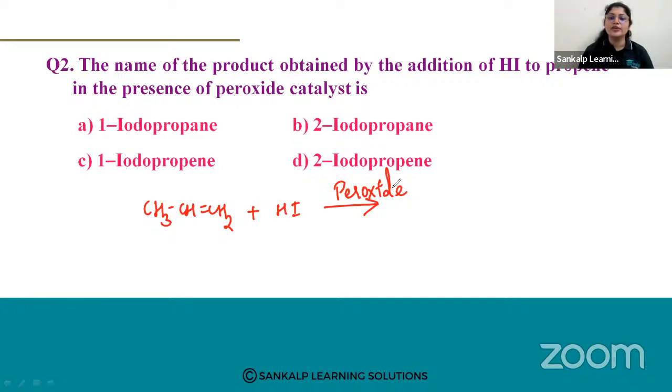So what will be the product? What is the anti-Markovnikov rule? The negative part of the reagent will be added across the double bond to the carbon that has more hydrogen atoms. So where will it add? The answer will be CH3-CH2-CH2-Br.